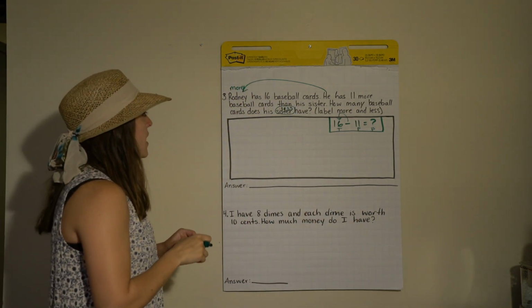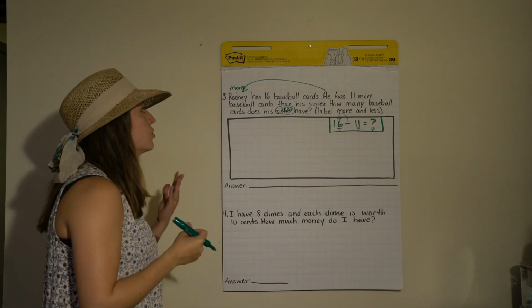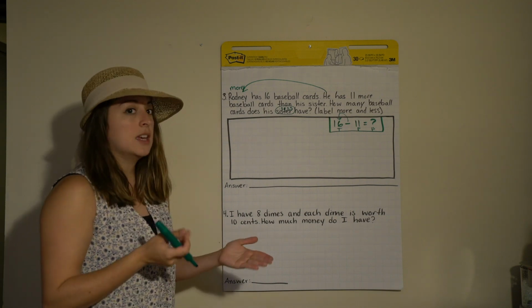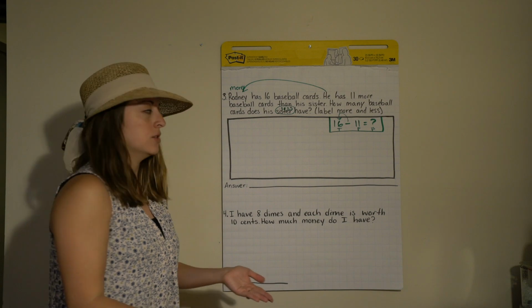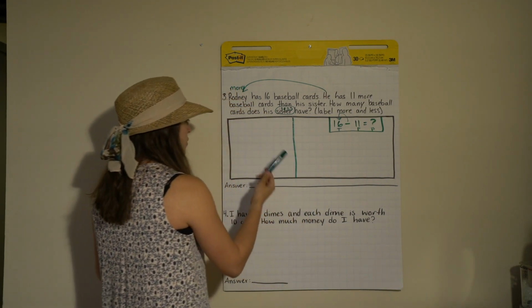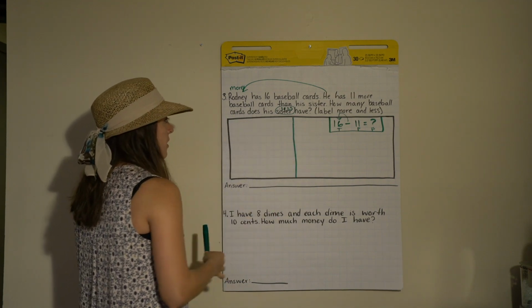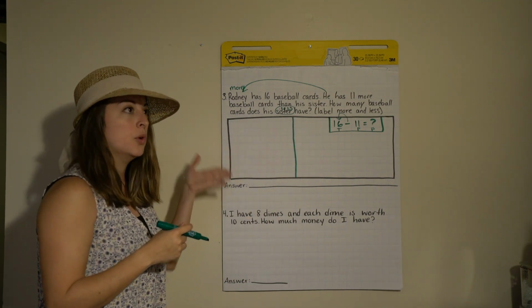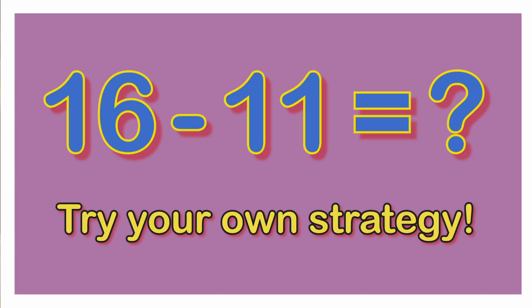Okay, so now you're going to do a strategy to solve this. Now we can use two different strategies, all right? So let's do a line in the middle. You can do one strategy here and another one here. Let's just do this first one and then we'll go over it. So you could do that now.